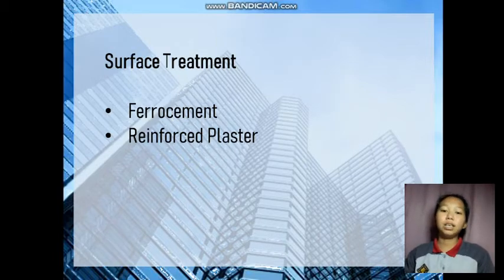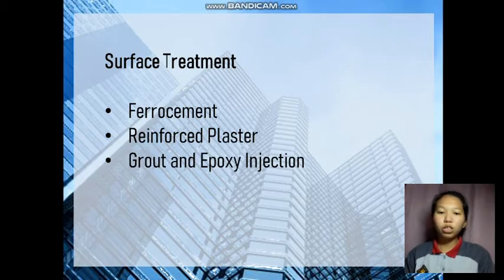Then the third one is the grout and epoxy injection. So grout injection is a popular strengthening technique as it does not alter the aesthetic and architectural features of the existing building. The main purpose of injections is to restore the original integrity of the retrofitted wall and to fill the voids and cracks which are present in the masonry.